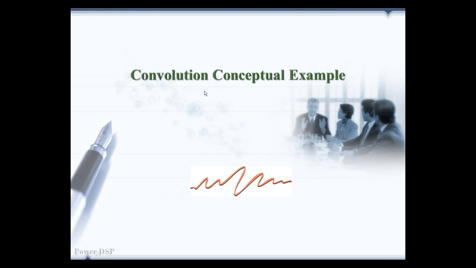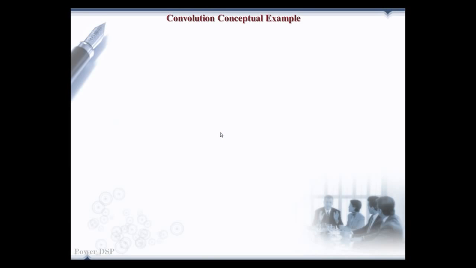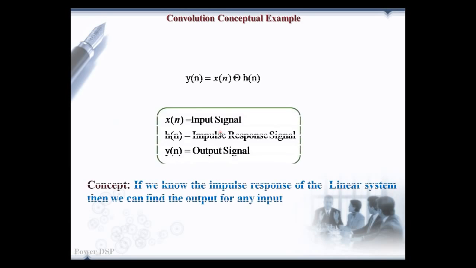In the last lesson, we have seen what is convolution with an example. In this part, we are going to see the same example and understand the concept a little bit more clearly. Let's get started. As we know, convolution connects three signals, namely input signal x of n, impulse response signal h of n, and output signal y of n.